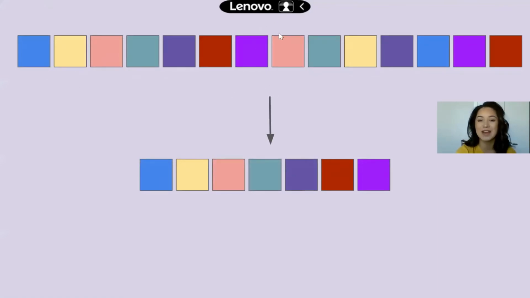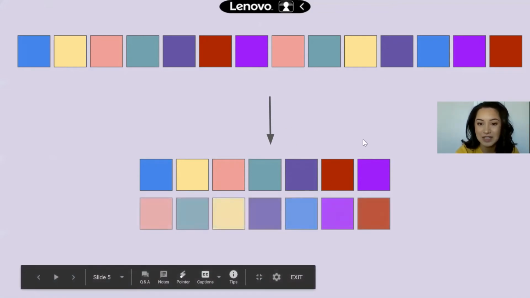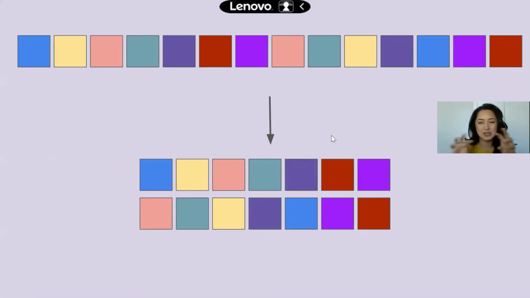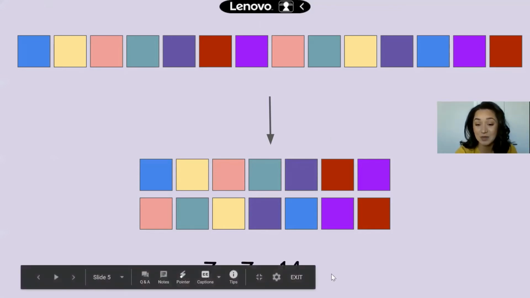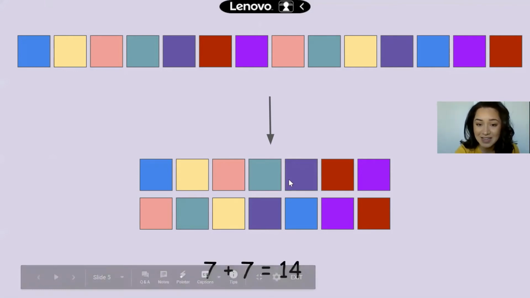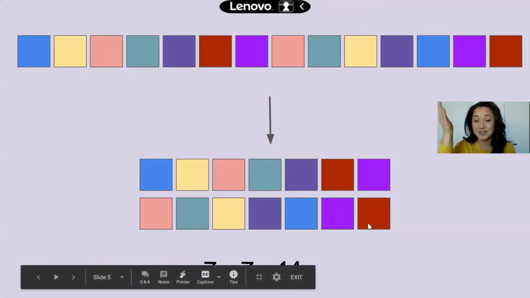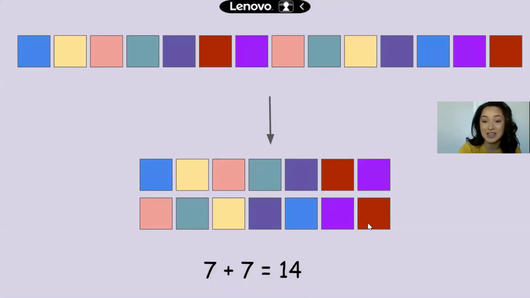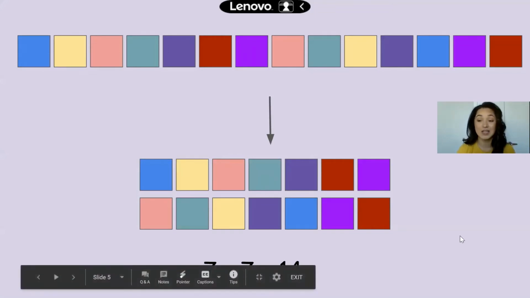If I split this right in the middle to create 2 rows, there would be 7 in the first row and 7 in the second row. I just rearranged them to make 2 rows. Now I need my repeated addition statement with 2 rows. If I have 7 in the first row and 7 in the second row, I have 7 plus 7 equals 14. Notice my total did not change.